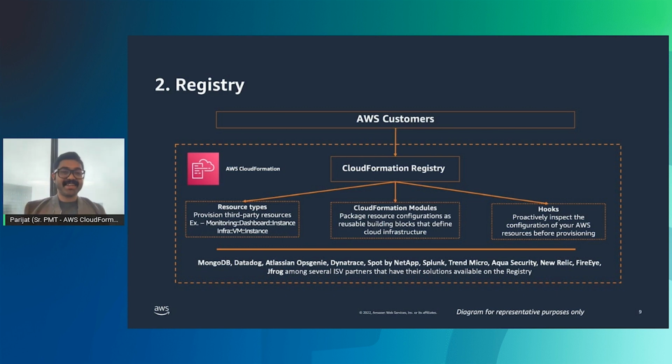And this brings me to the last and the third piece of the registry, which is hooks. What hooks really does is it acts as a preventative control for our customers, so customers can proactively inspect the configuration of their AWS resources before provisioning. We have follow-up episodes coming more on hooks and Guard, where my colleague Abu would talk more about these products. But really exciting things that we launched. Hooks is something that we launched this year in the month of February. So really excited to talk more about those products in successive episodes.